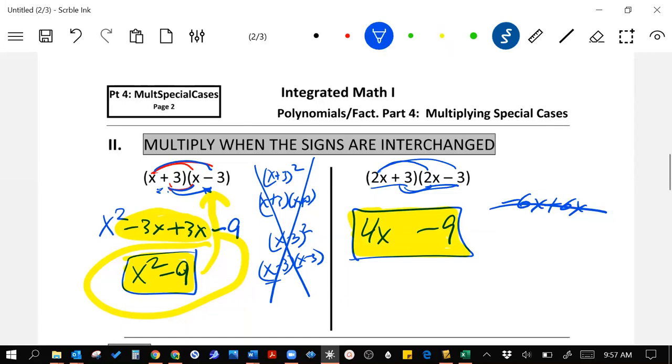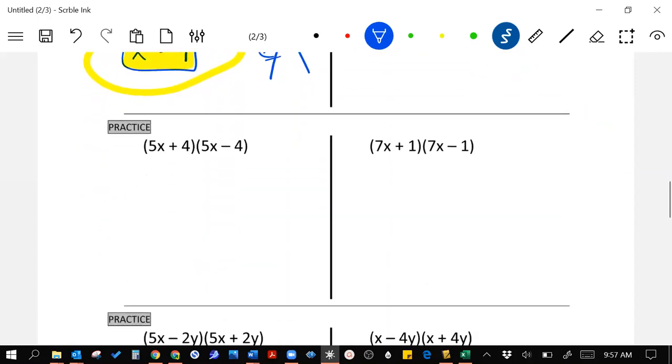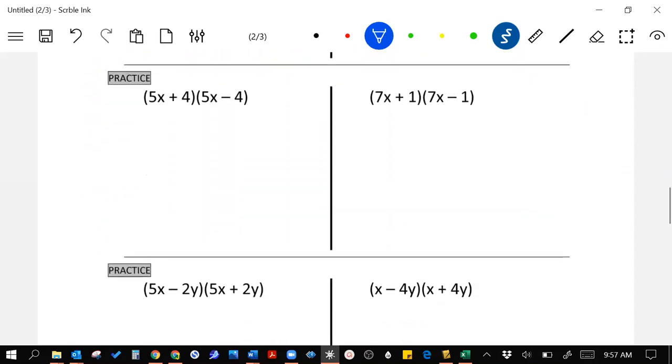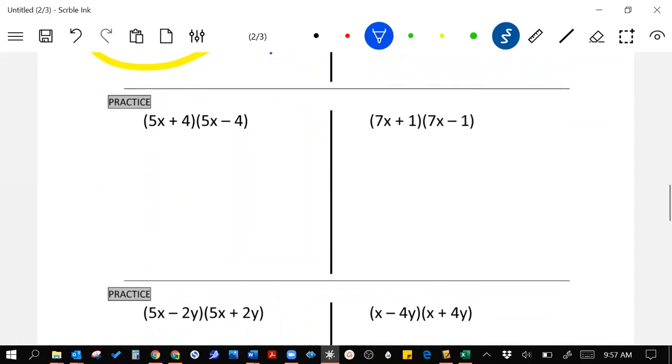Suppose I should have that here. Minus more in the middle. Okay. Looks weird, but still. And then there's some other practice ones. Let me do a couple of these here. Okay. 5x times 5x is 25x squared.